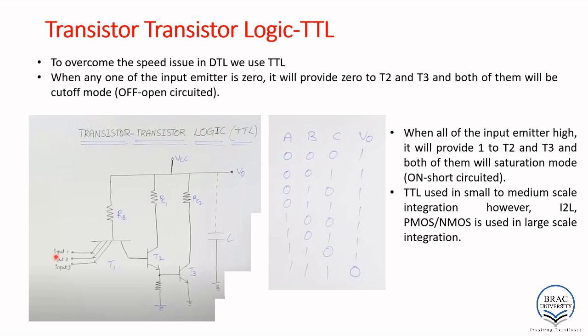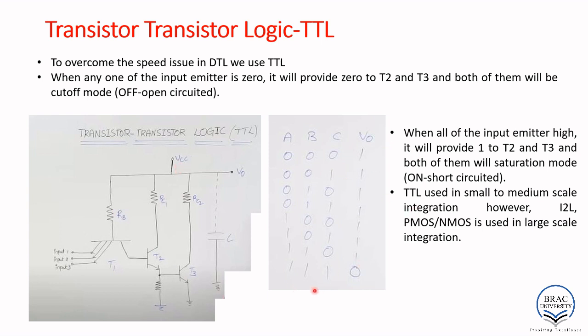We consider all zero, then what will happen? But before that, we can write 0 0 0 is high, 0 0 1 or 0 1 0 up to 1 1 0, it will be high, because we know if any of the inputs is 0, then T2 and T3 will be in cutoff mode. That means T2 and T3 will be open circuited and off. So then the output V0 will be connected to VCC, high. So we will be getting high.